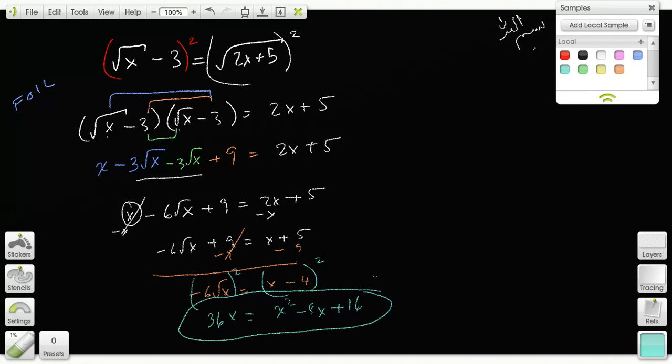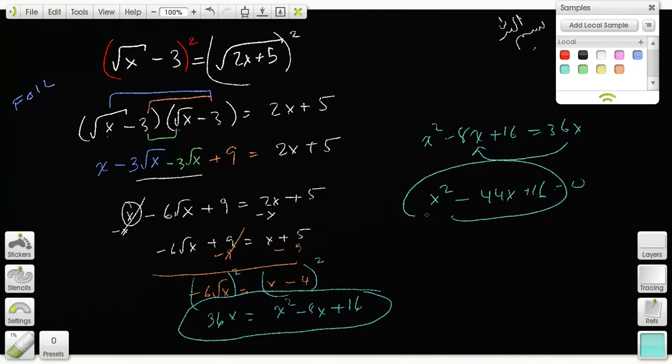No, it's not. You have to solve for x. It's a quadratic equation that you know how to solve, right? So x squared minus 8x, okay, plus 16 equals 36x. You have to bring this over to this side, okay? So x squared minus 44x plus 16 equals 0. Then you know how to solve this quadratic equation. You can solve it that way.